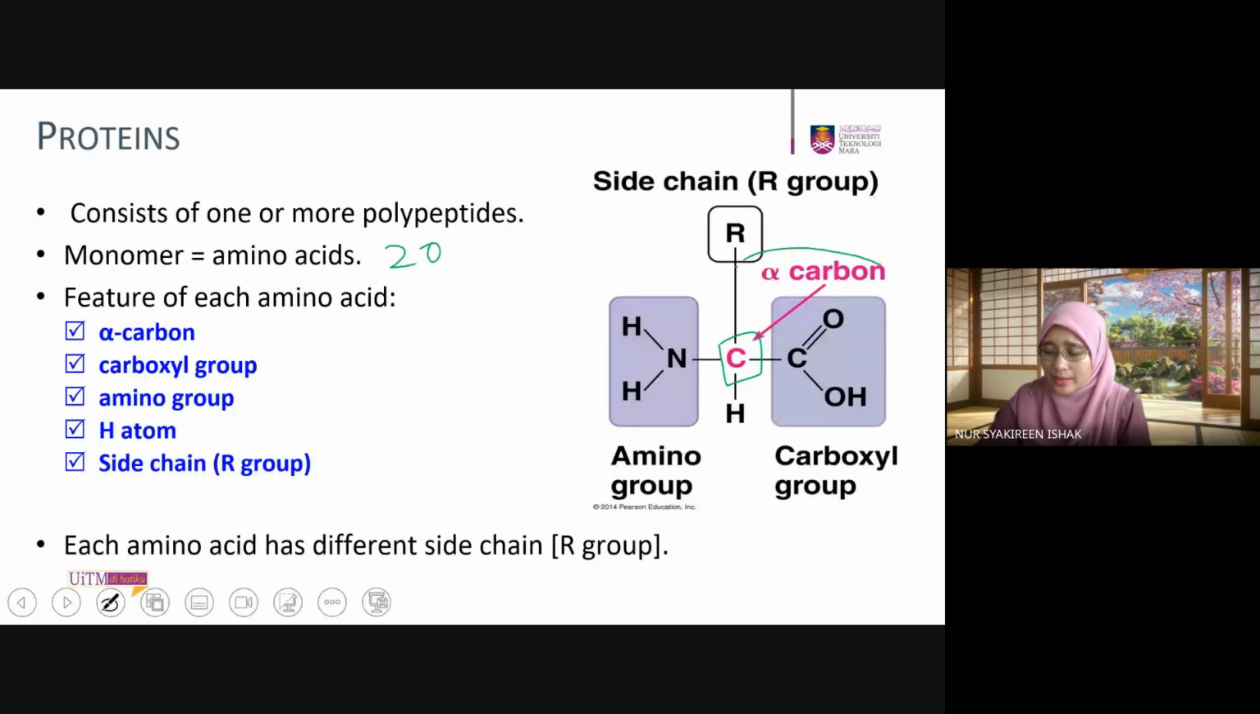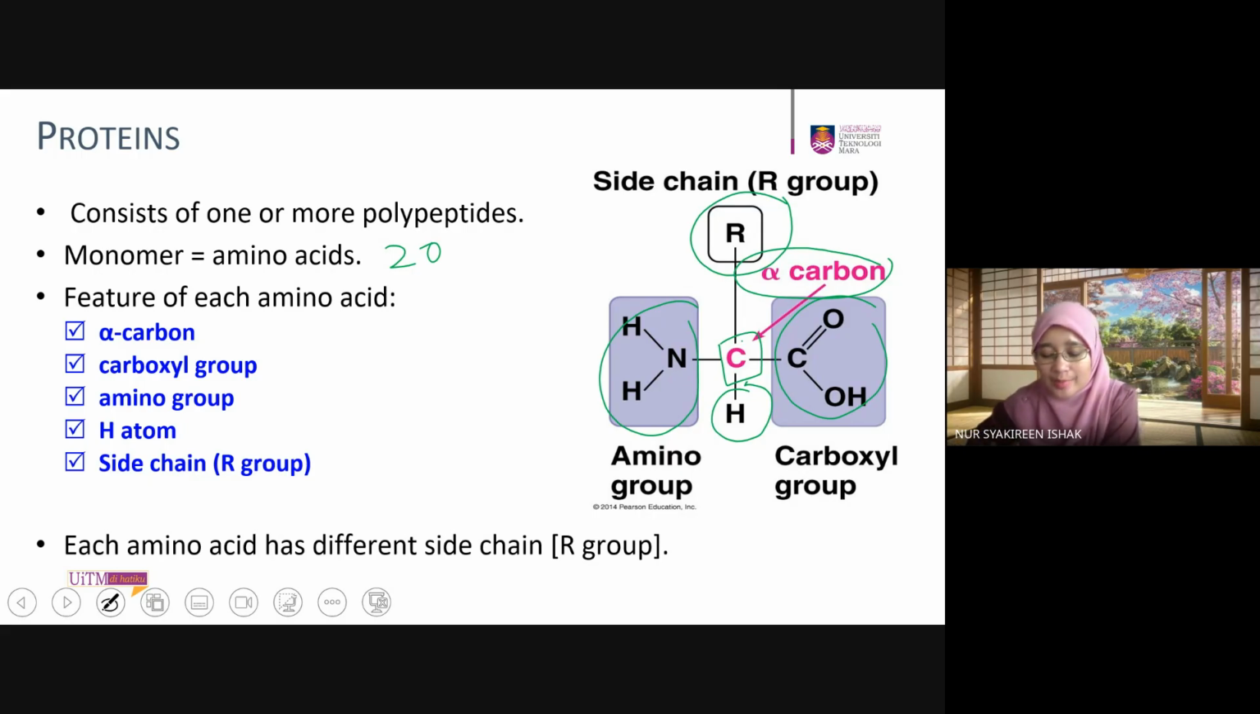And then we have attached to that carbon another four different groups. So the carbon will be attached to the amino group, attached to the carboxyl group, attached to a hydrogen atom, and attached to the side chain or the R group. Okay, so each one of you is required to remember how to draw an amino acid. This is the basic structure of amino acid, which you have to remember or know how to draw.